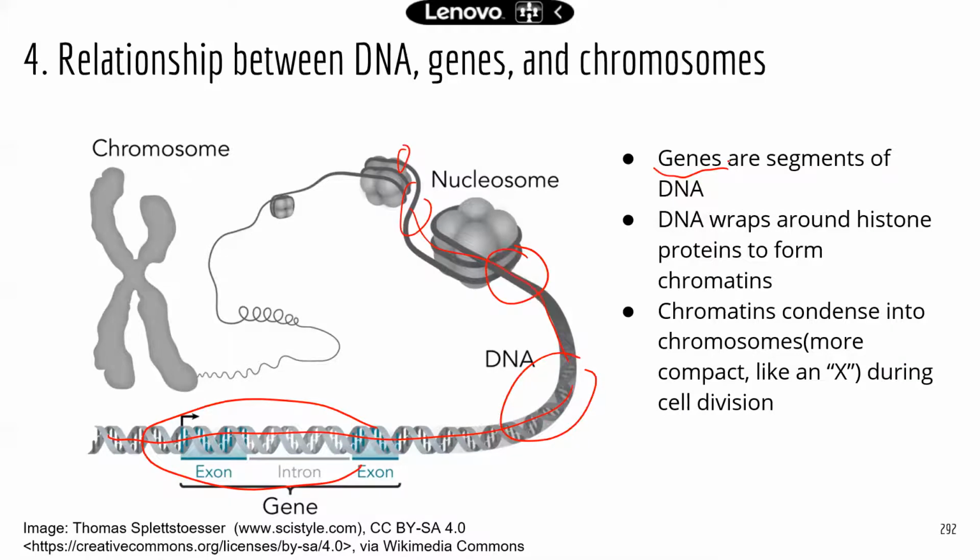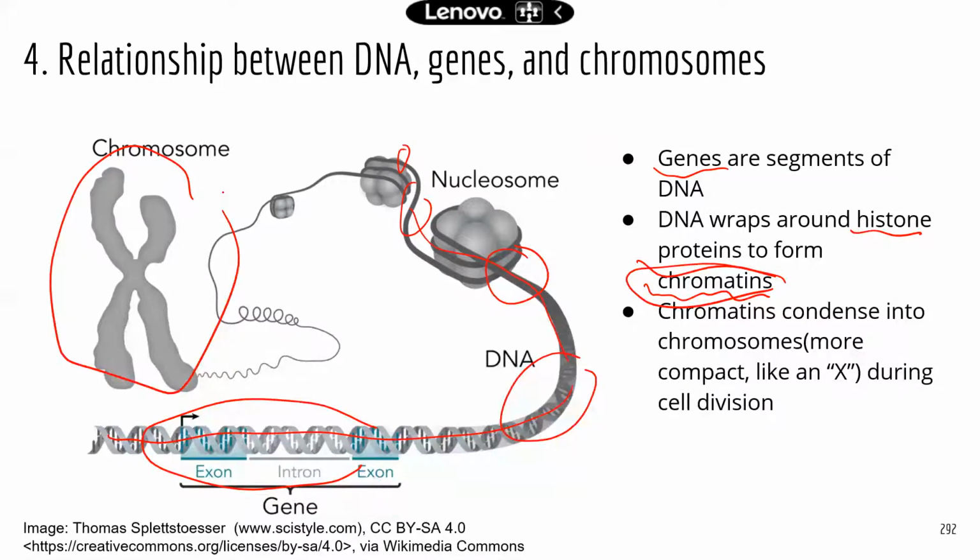And then DNA wraps around histone proteins, right, to form this complex to compact DNA and keep DNA from being damaged. So this complex of DNA and histone proteins are called chromatins. Now, chromatins will condense during cell division and become chromosomes. Okay, so again, chromosomes are really kind of on a higher level, much bigger than DNA and genes.